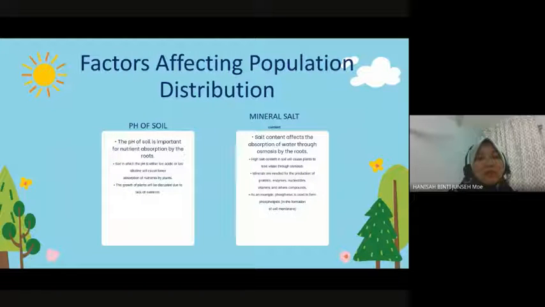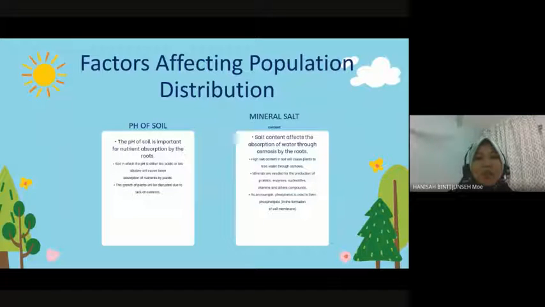So when the soil has a low water potential, the roots of the plant have a high water potential. So movement of water is from high water potential towards low water potential. That is why the high salt content in the soil will cause the plants to lose water through osmosis.